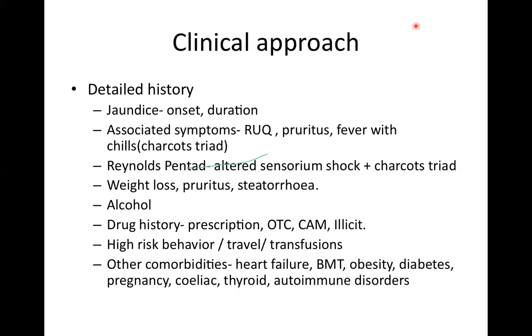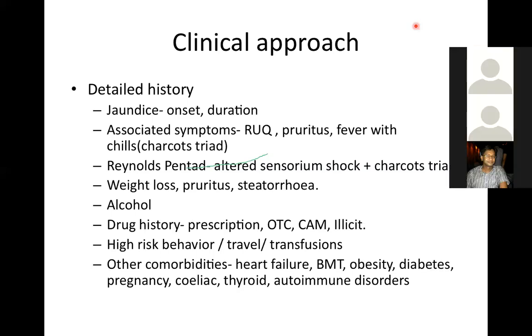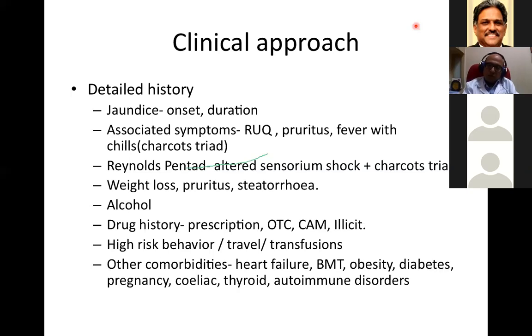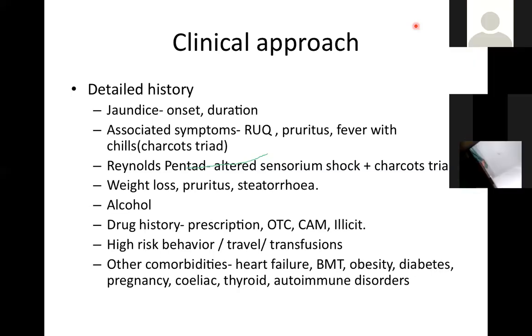So they may have prescription drugs, over-the-counter drugs, complementary and alternative medicine drugs, and also illicit drugs. And IV drug abuse may be a reason for developing viral hepatitis. So it's an important history to take, and it's important to spend some time looking through all the previous prescriptions and trying to understand if there has been a trigger, because it will save a lot of trouble later on.